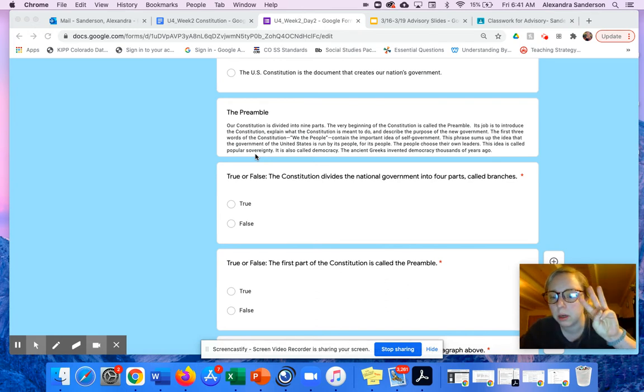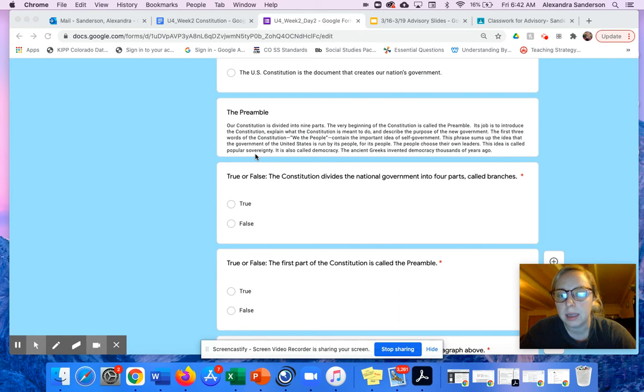The first 3 words of the Constitution, we the people, contain the important idea of self-government. Remember, they didn't want a king. They already just fought a war with England. They don't want a king. They want a country that gets power from the citizens, from the everyday people, we the people. So it creates this idea of self-government.